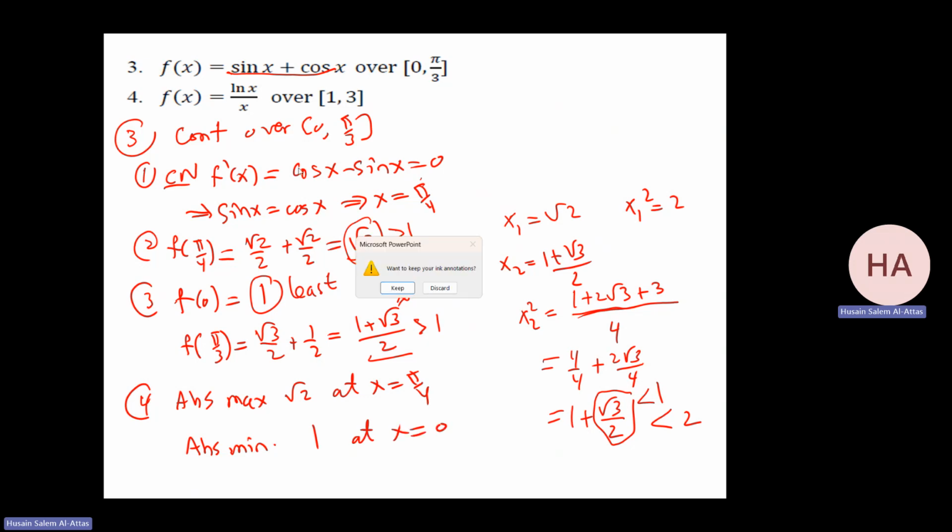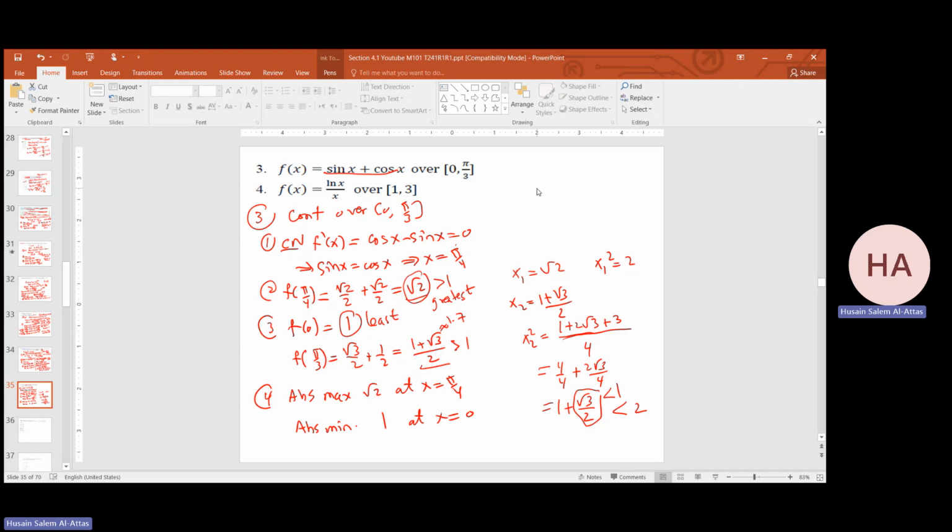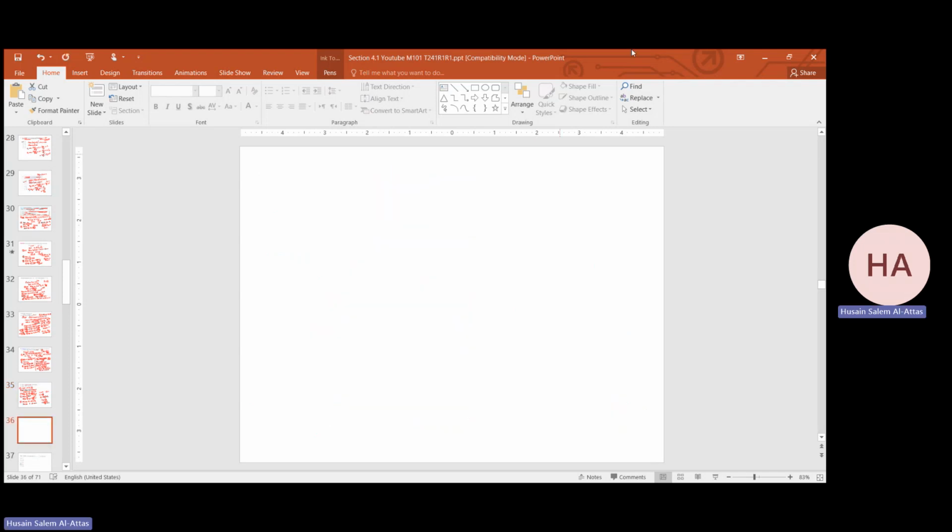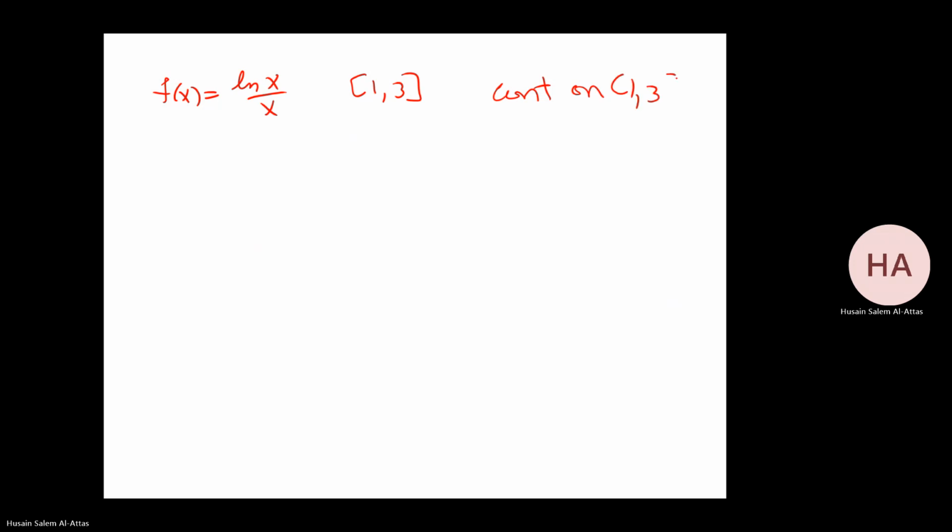Let me add one more page to do number 4. And the remaining are just all the exam questions, which is now the same idea. Just they will give you a function, and then you need to do the calculation. Sometimes you need the calculator, by the way, to check. So f of x is ln x over x on the interval 1 to 3. The function is continuous in this interval, so for sure I have absolute maximum and absolute minimum.